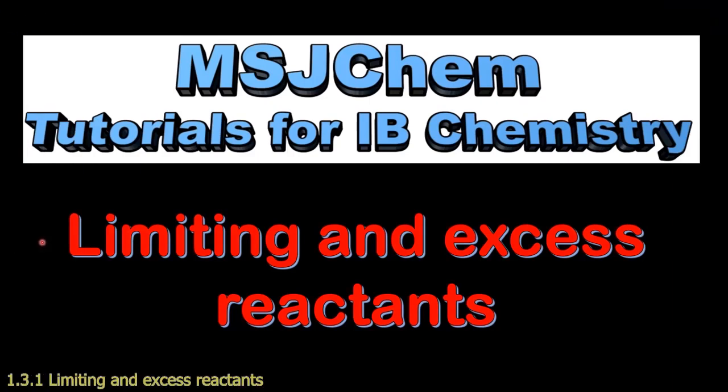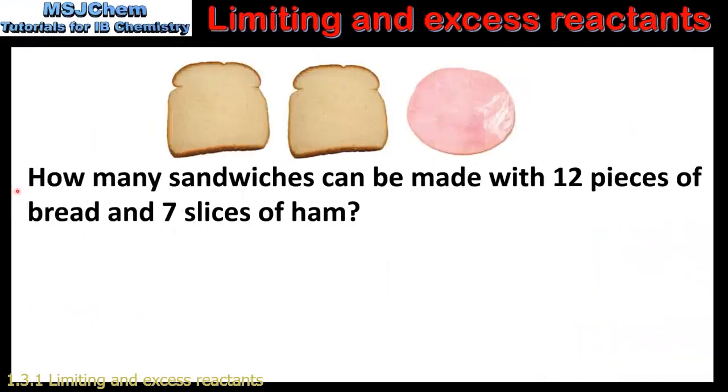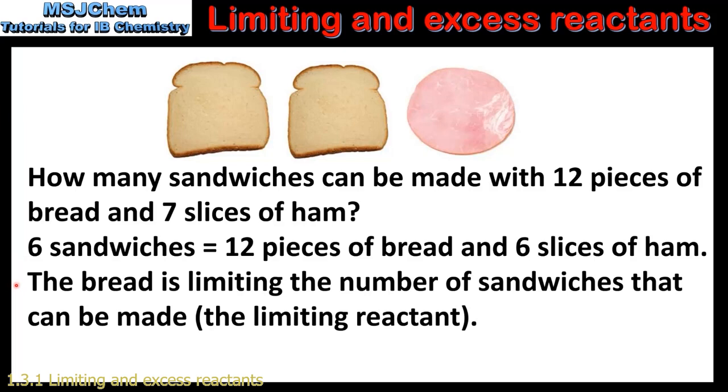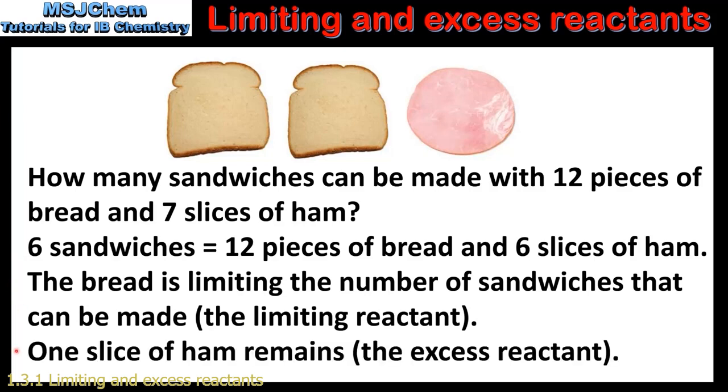This is MSJ Chem. In this video, I'll be looking at limiting and excess reactants. So let's start with a question. How many sandwiches can be made with 12 pieces of bread and 7 slices of ham? The answer is 6 sandwiches, which would require 12 pieces of bread and 6 slices of ham. In this example, the bread is limiting the number of sandwiches that can be made. And 1 slice of ham remains.